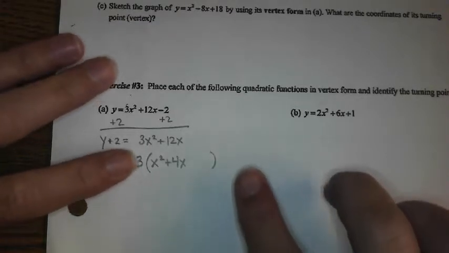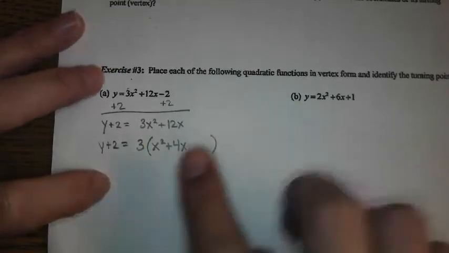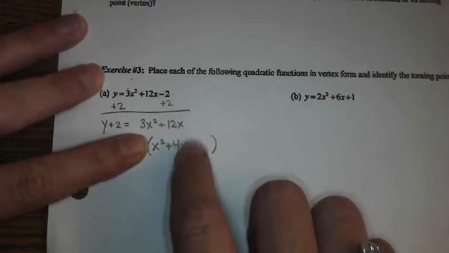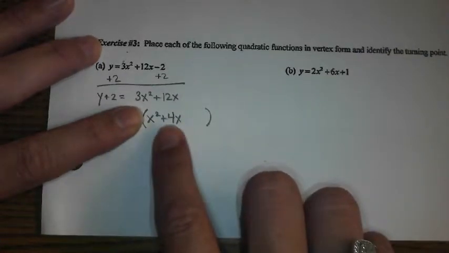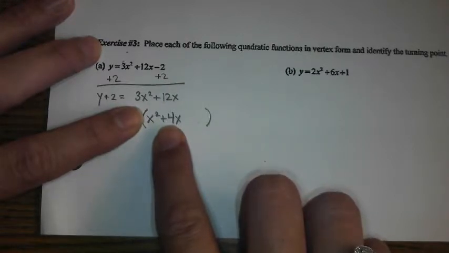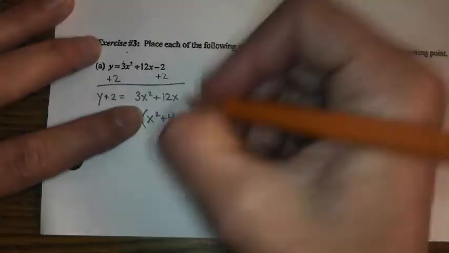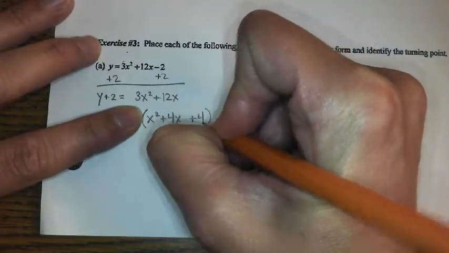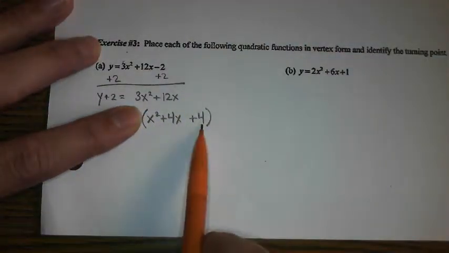So again, just look at the trinomial. Look at the x squared plus 4x part. We have to take half of b. What's half of 4? 2. And square that number, which is 4. So I have to add a 4 in here to complete the square on that trinomial.